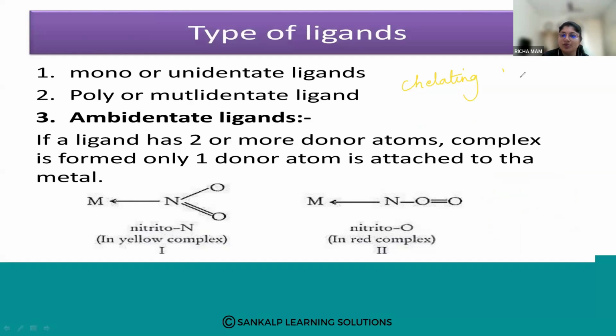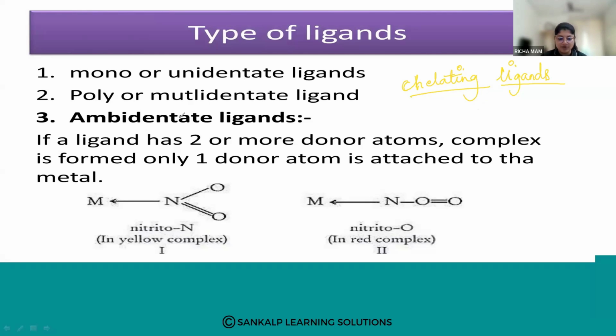Okay. Then also we had discussed something called chelating ligands. Anybody? What do you mean by chelating ligands? Chelating ligands are a bidentate or a polydentate ligand which, when attached to the central metal ion, forms a ring structure. It forms a ring-like structure. So this also we have discussed.